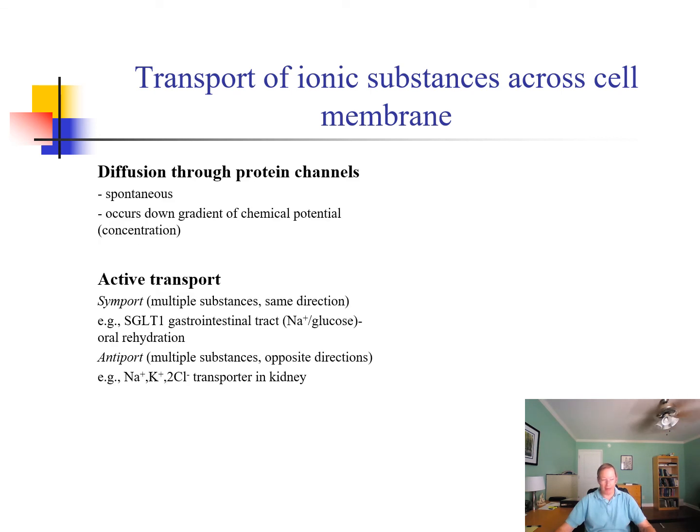Now, if I look at various types of examples of that, an antiport that moves ions from one direction to the other. In the loop of Henle, there are sodium-potassium chloride transporters that serve this purpose. The sodium-potassium ATPase that is present on the muscle cells is another example of that. Symporters, I have a symporter in my gastrointestinal tract that moves a sodium ion plus a glucose into the cells. And this is the basis for Gatorade and other oral rehydration solutions.